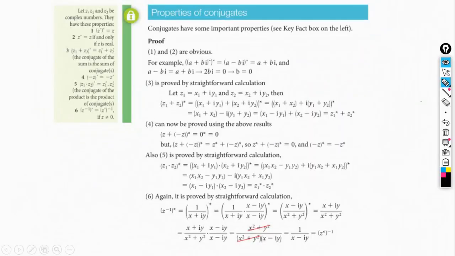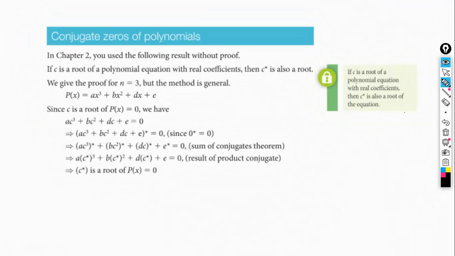So in the next slide, you're going to find properties of conjugates, and you can check these out on your own together with their proofs. And then next, you're going to look at something that says conjugate zeros of polynomials. And basically, it's this rule. If c is a root of a polynomial with real coefficients, then its conjugate is also a root. And then here you have the proof, which you can check out on your own.